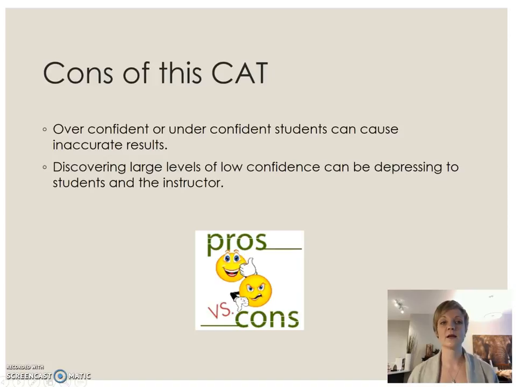Some cons of this CAT are that results could be a little inaccurate if you have students that are very overconfident or very underconfident, so that's just something to keep in mind and realize as an instructor that not only do you have to base your instruction off of the results of classroom assessments, but you also just need to use your own skills and abilities of being able to read your class to know if you think they need more instruction somewhere, or if you think that they're all doing fairly well at something.